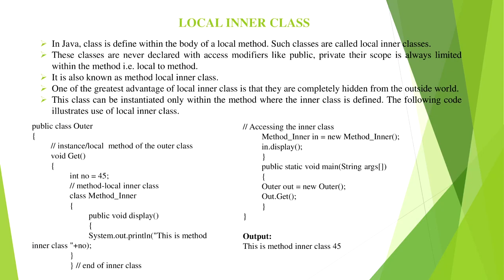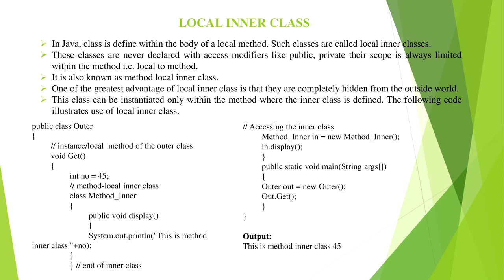Now the next type is the local inner class. The first is the simple inner class. Now the second is a local inner class. What do you mean by the local inner class? Local inner class means the inner class is completely embedded within the local method, and that's why the name is given as a local inner class. In Java, the class is defined within the body of a local method, and such classes are called local inner classes.